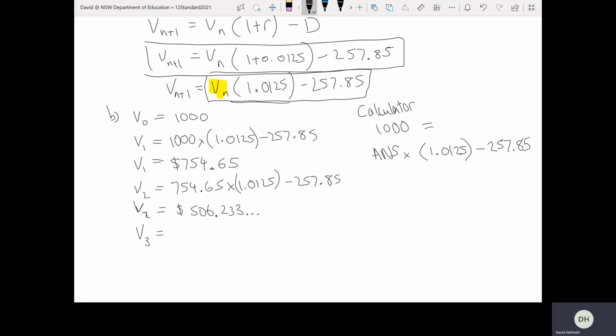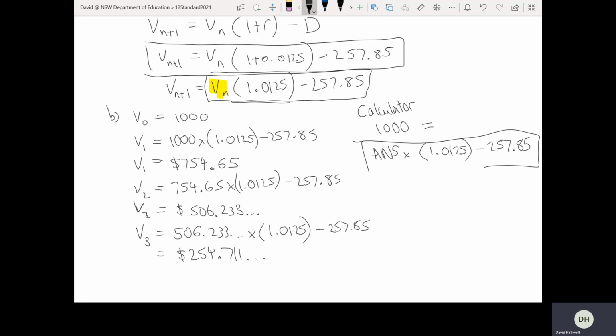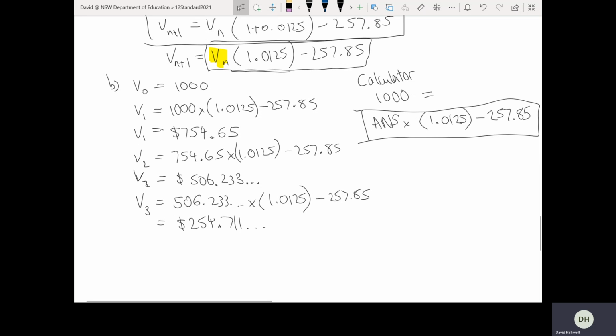So next, V sub 3. So remember, we take the current value, which is 506.233..., and I write that times by bracket 1.0125 and bracket minus 257.85. Okay, and when you put that in your calculator, you should get 254.711... Remember, the easiest way to do it is just keep pressing equals on that calculator after you've set it up.